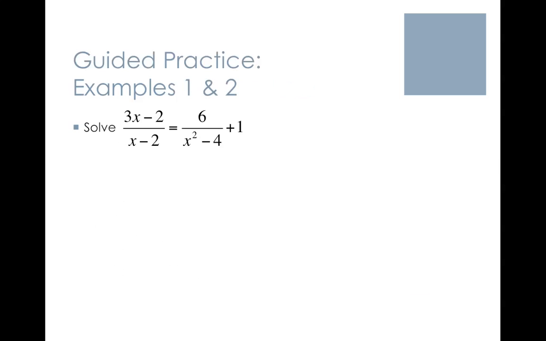All right, it's your turn to give it a try. Solve this equation, 3x minus 2 over x minus 2 equals 6 over x squared minus 4 plus 1. Pause the video for a moment while you work things out and come back to check your answers when you're ready.